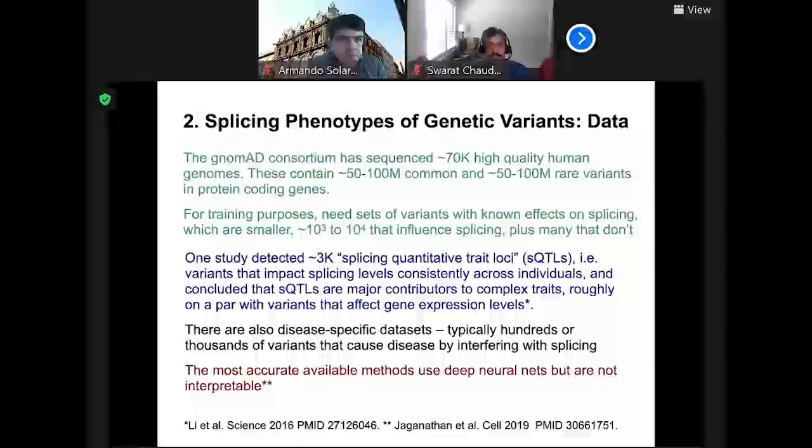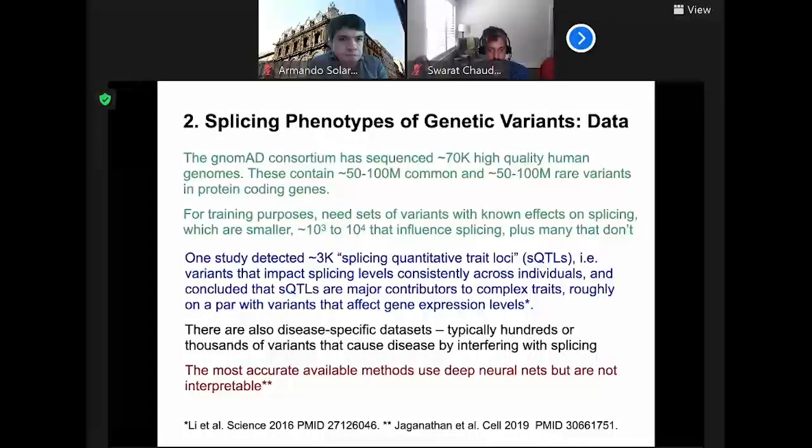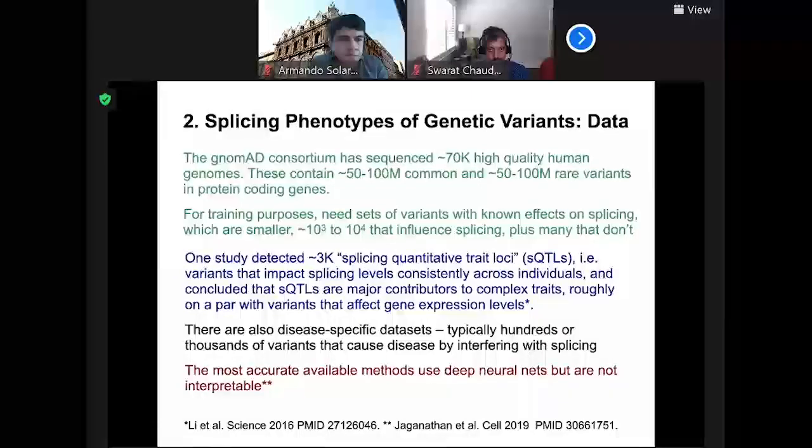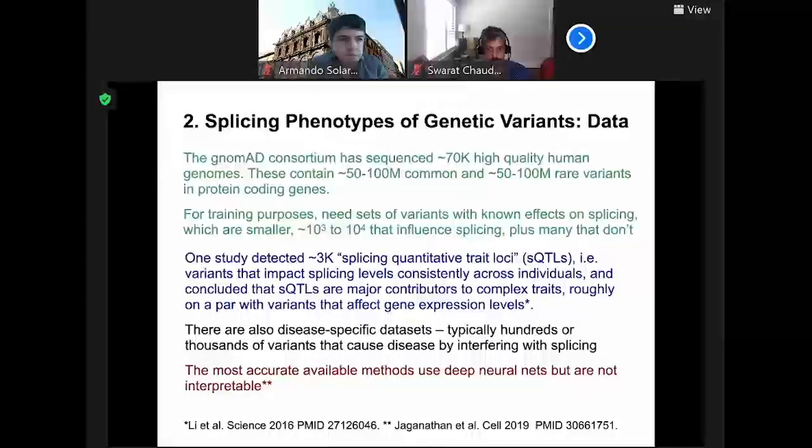So the gnomAD consortium, involving people at Broad and elsewhere, has sequenced 70,000 high-quality human genomes. These contain very large numbers of human genetic variants, 50 to 100 million common, and similar numbers of rare variants. And so we have lots and lots of variants to work with.